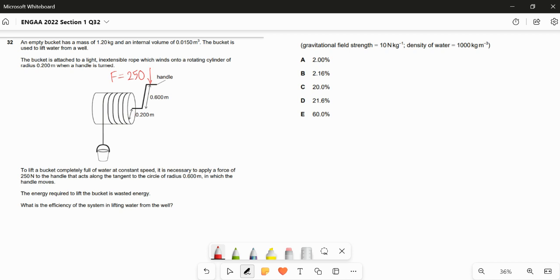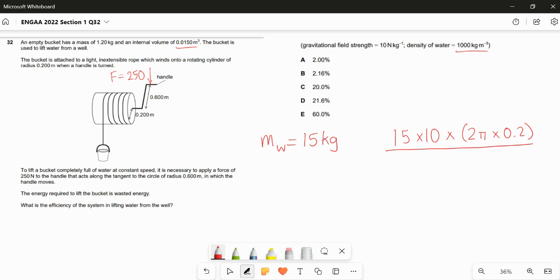So we have a bucket of water, which is 1,000 for its density times the volume. 1,000 times 0.015 gives mass of water. It's 15 kilograms. We're lifting this up using a force of 250 newtons. So that means 15 times 10 for g times the height we would go, let's say one complete rotation. So that would be 2π times 0.2. That's the useful energy.